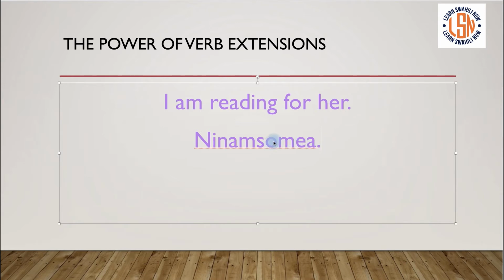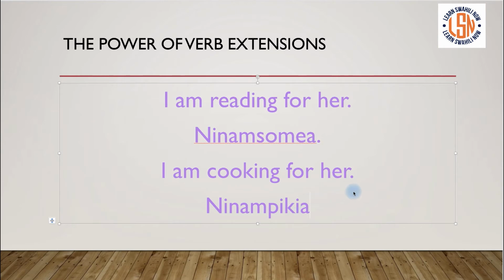Now, if the root of this word was, say, a, it would be something different. Let me show you just how that would differ. So if I wanted to say I am cooking for her, now we see the verb changing into pikia. So the difference in this case is simply the vowel in the root verb. Pika becomes pikia and soma becomes somea. So this is the prepositional verb extension.